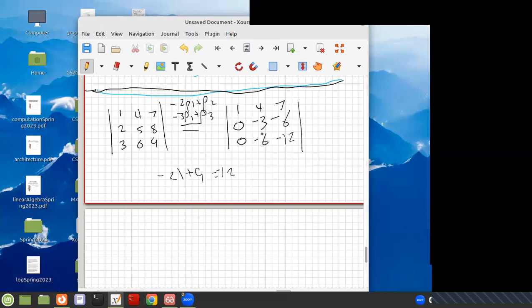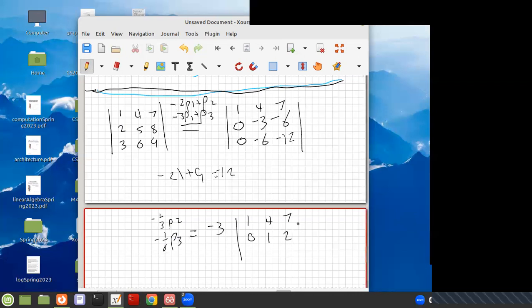Okay, so now what can we do? Well, we can factor out, there's some common factors here. We can say this is equal to -3 times 1, 4. This will be under the row operation. It would actually be under the opposite, -1/3 row 2 and -1/6 row 3, would be 3 times 0, 1, 2 and 0, 1.